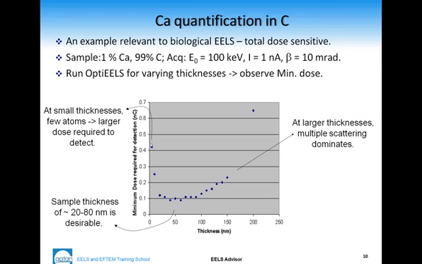So we run OptiEELS multiple times and we can come up with a little graph here that shows the minimum dose required for detection as a function of the thickness. See, at small thicknesses, we have few atoms, so we need a larger dose to detect. For large thicknesses, we have multiple scattering, and we have an increased dose required for detection. And there's a broad area between 20 and 80 nanometers in this case, where we can really reduce the dose in order to be able to detect the atom.